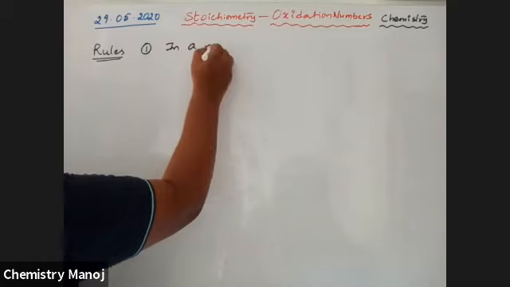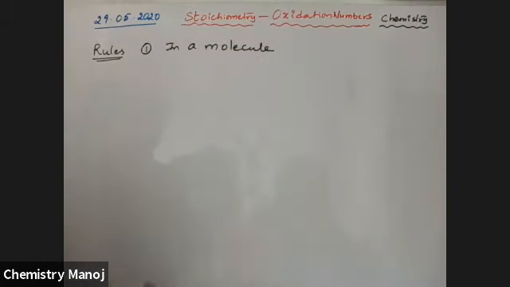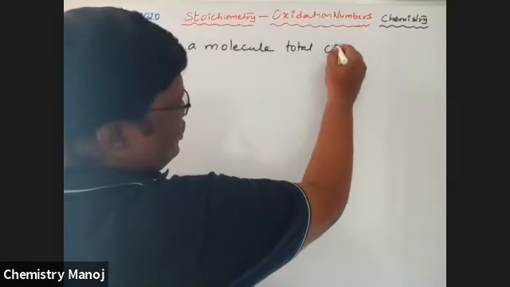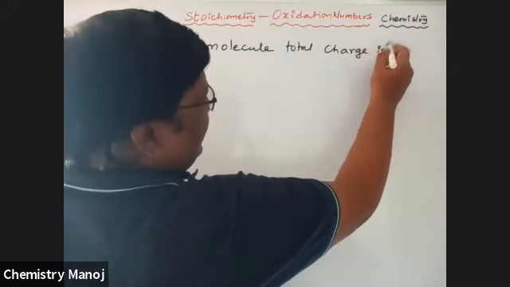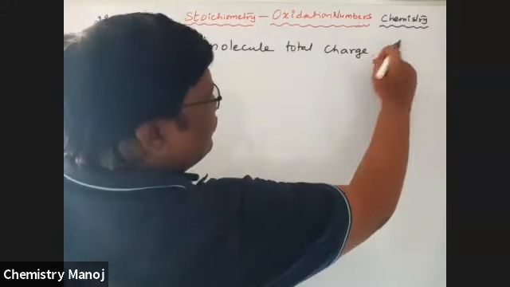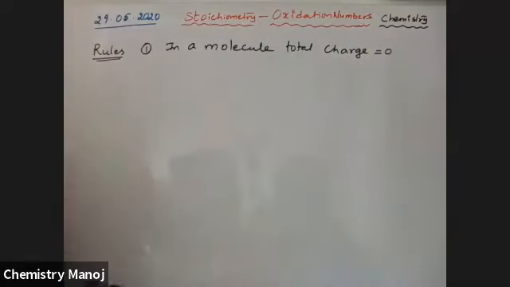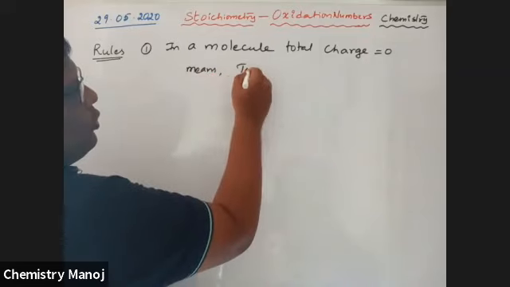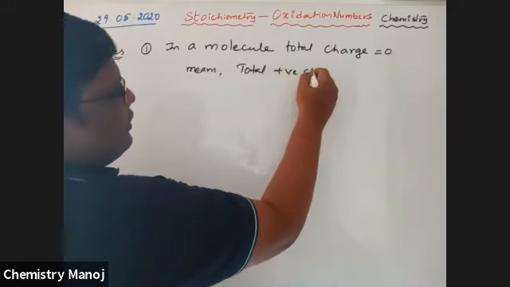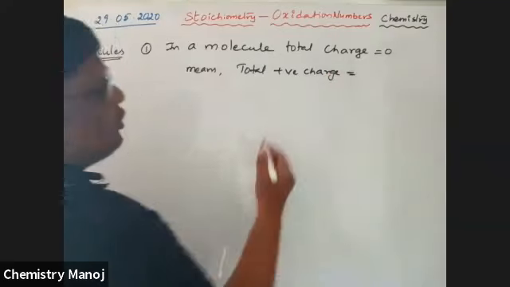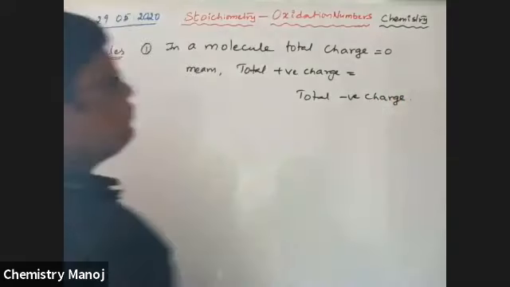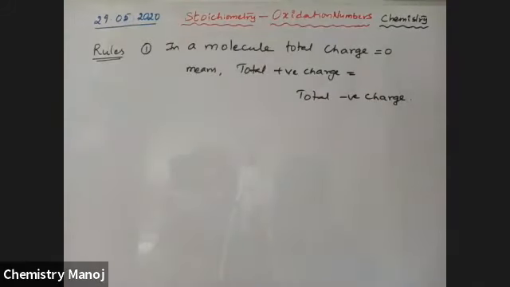In a molecule, total charge is equal to 0. Total charge means total positive charge is equal to total negative charge.